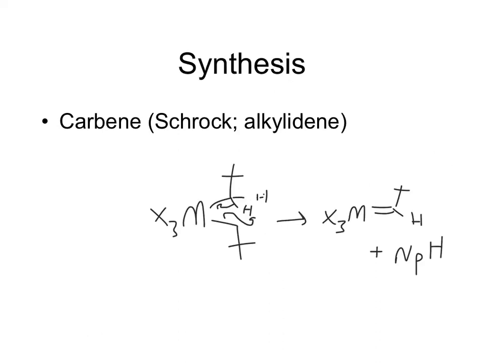The synthesis of alkylidynes is not general in scope. It goes by a reaction known as an alpha abstraction. So this is an example of an X3M with two neopentyl ligands attached to it. One of the neopentyl ligands abstracts an alpha hydrogen to make neopentane, and then that electron goes to the metal and you form the metal carbon double bond.